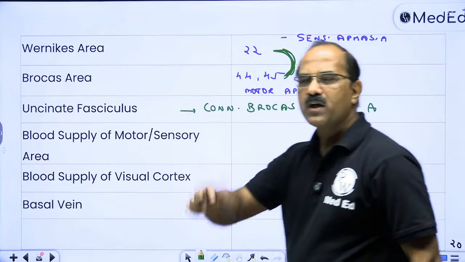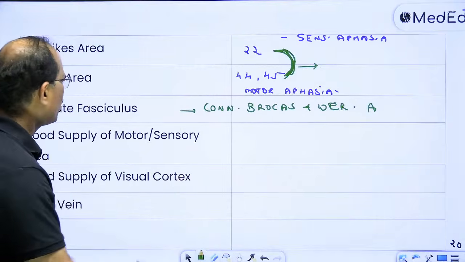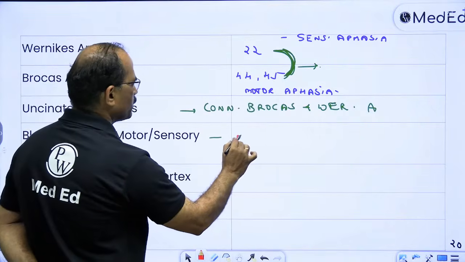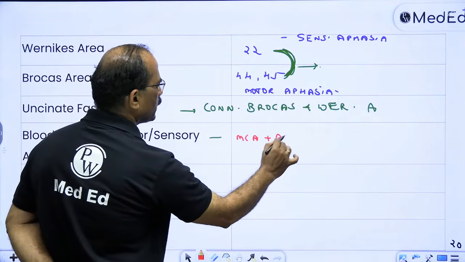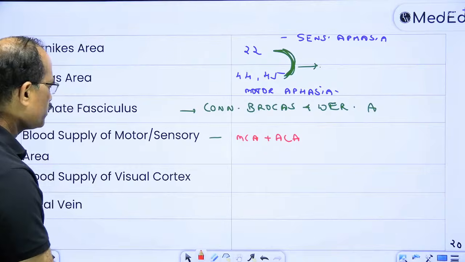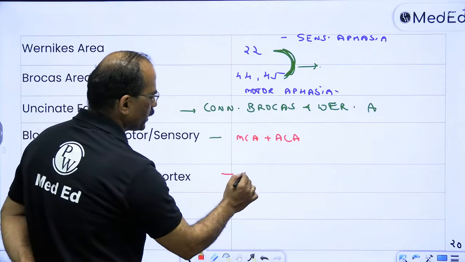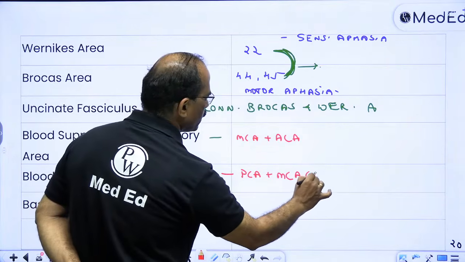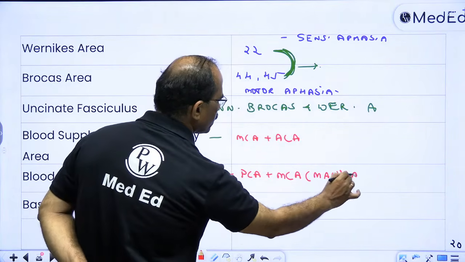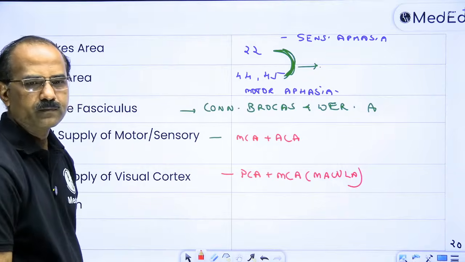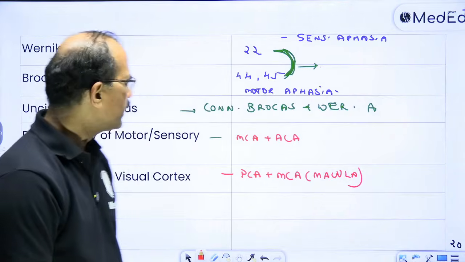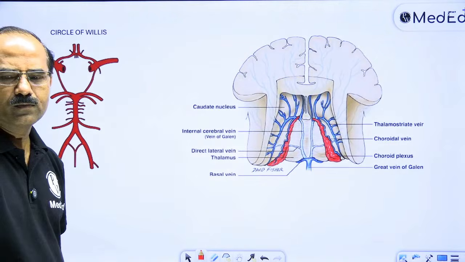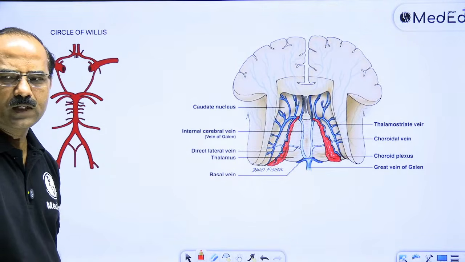So this is clear. So blood supply of motor or sensory area क्या होगा? MCA plus ACA. Blood supply of the visual cortex is posterior cerebral artery plus middle cerebral artery as a macula. Fine है? Clear to all of you?